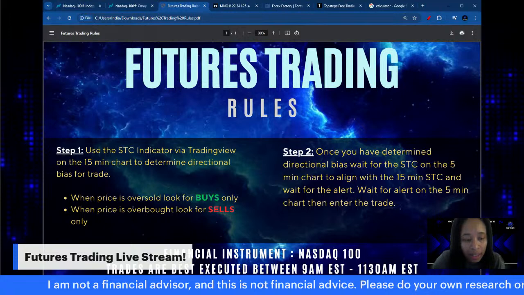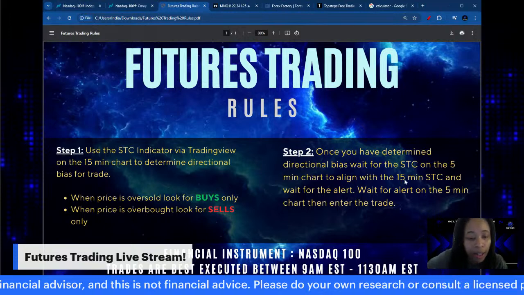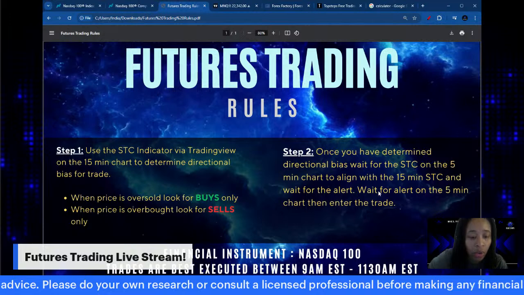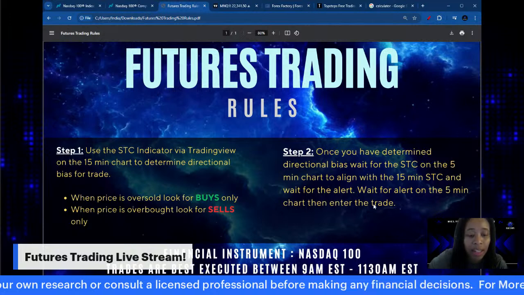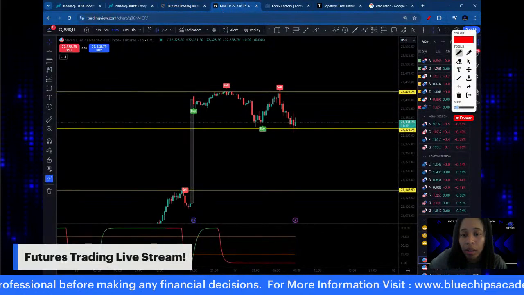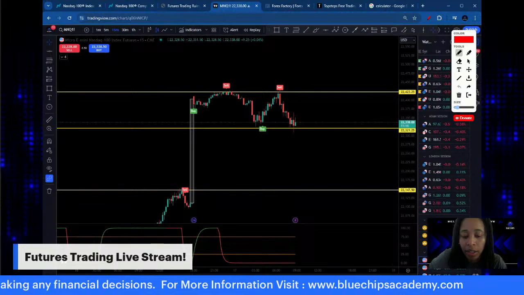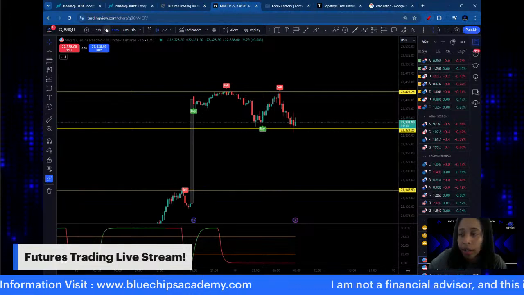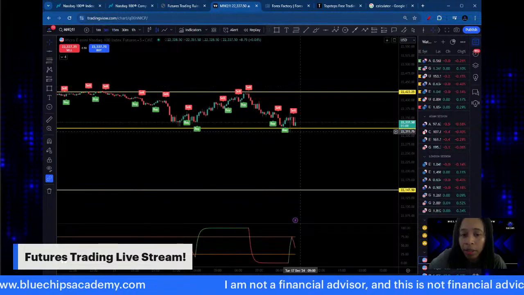We wait for the STC on the 5-minute chart to align with the 15-minute STC and wait for the alert. So wait for the alert on the 5-minute chart, then enter the trade. Let me explain what that means. Now that we have determined our directional bias for today, I'm going to go to the 5-minute chart. I'm going up here to the 5-minute chart.